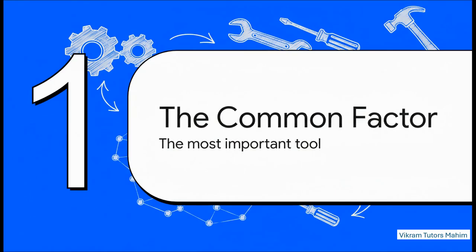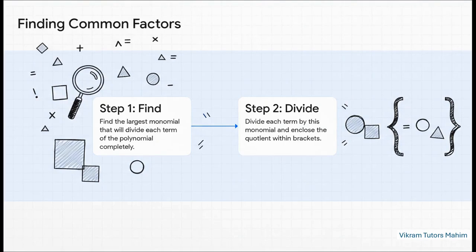All right, tool number one for our toolbox. This is the big one, the most important one you've got, the common factor. Seriously, this is your Swiss Army knife. It's the first thing you should always look for. It might seem simple, but trust me, it is super powerful. And the best part? It's basically a two-step deal.